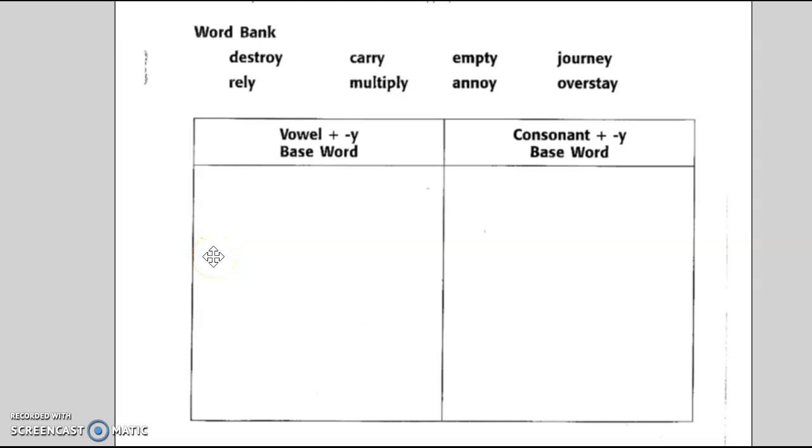Hey, third graders, today you're going to complete the pattern sort page in your word study packet. Your job is to read each word in this word bank, circle the ending, and then decide where that word should go. Would it go in vowel plus Y, or would it go in the consonant plus Y?